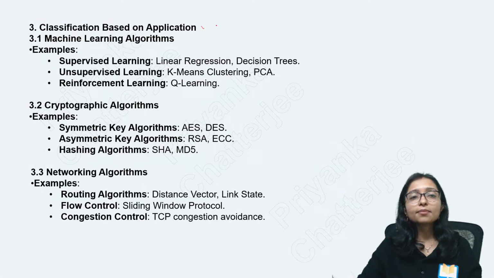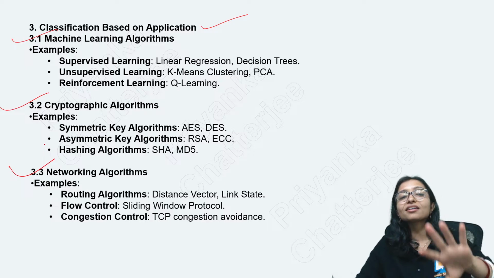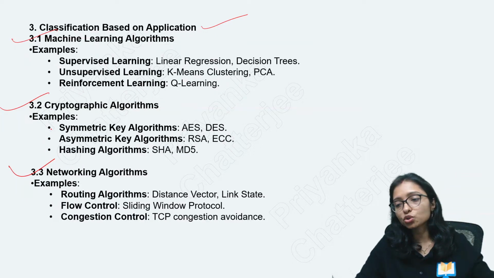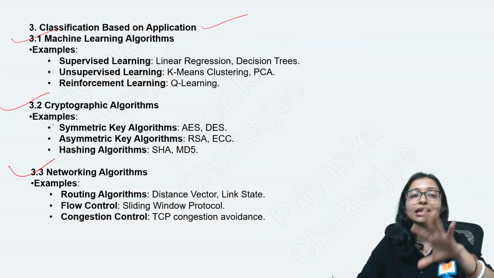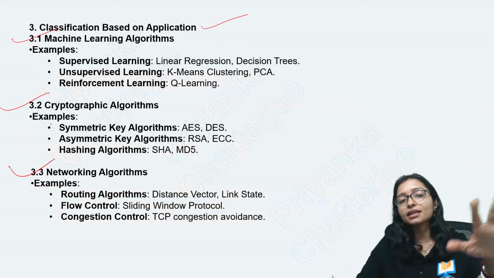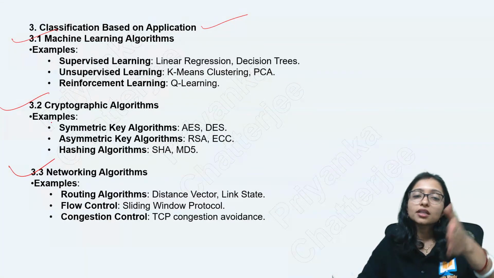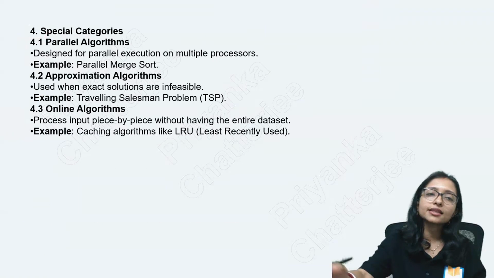And these are some classifications about machine learning, cryptography, networking, which relate to other subjects also. Not only DS and algorithms, in other subjects also there are algorithms, right? In AI, in networking, these also come under algorithms.